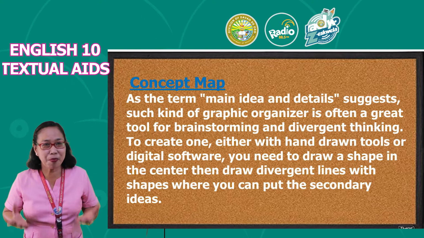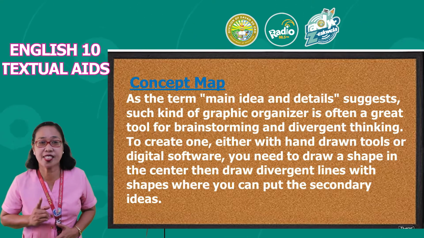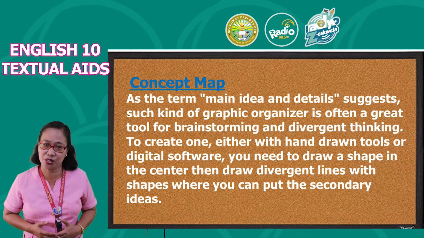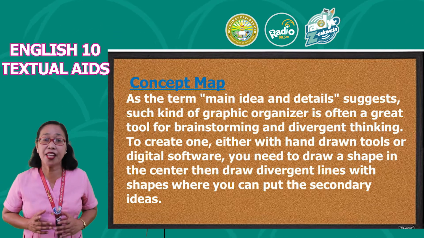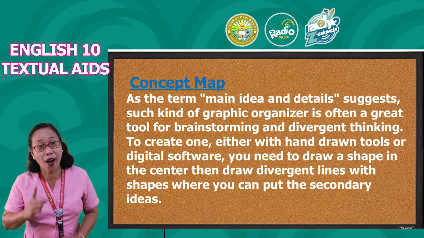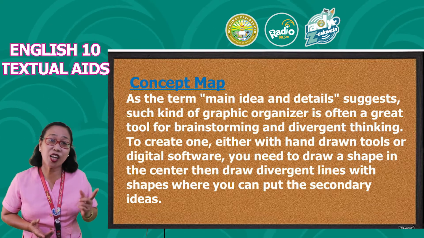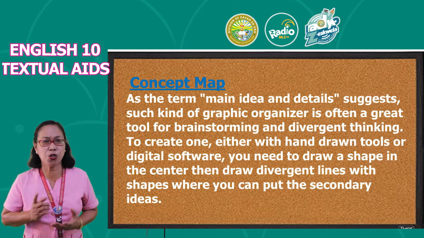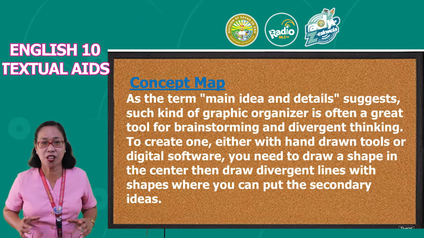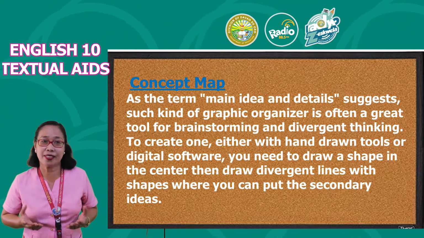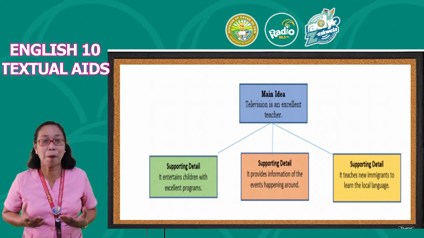First, concept map. As the term main idea and details suggests, such kind of graphic organizer is often a great tool for brainstorming and divergent thinking. To create one, either with hand-drawn tools or digital software, you need to draw a shape in the center, then draw divergent lines with shapes where you can put the secondary ideas. Here's an example of concept map.